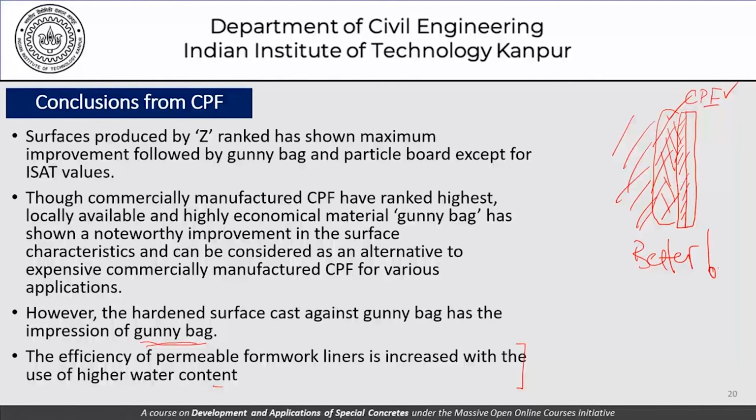Now, having completed this discussion with respect to the CPF liners, let's try to talk of something completely different.